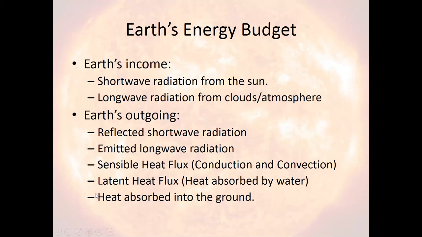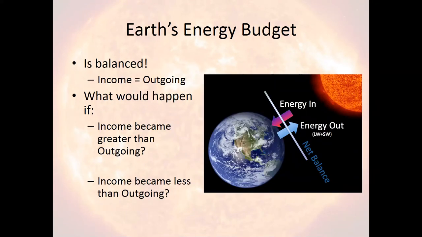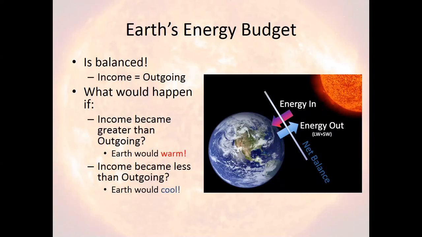Now, just like your budget, ideally, it should be balanced. And when it's balanced, the Earth's temperature stays the same. When energy in equals energy out, the Earth's energy is balanced and its temperature remains the same. But what will actually happen to the Earth if it receives more energy than it gives off? Or what would happen to it if it received less energy than it gives off? Well, in the case that it receives more than it's giving off, it'll warm up. Just like your bank account. If you make more money than you spend, your bank account's going to grow. The opposite is true too. If the Earth releases more energy than it brings in, it cools down. Just like if you spend more than you make, your balance declines, it goes down.